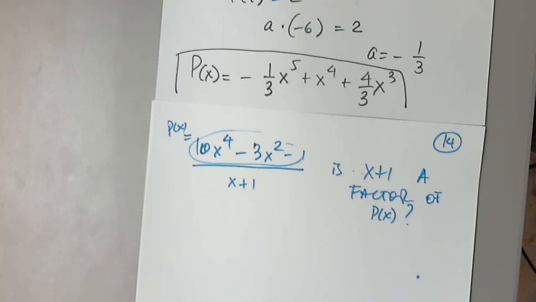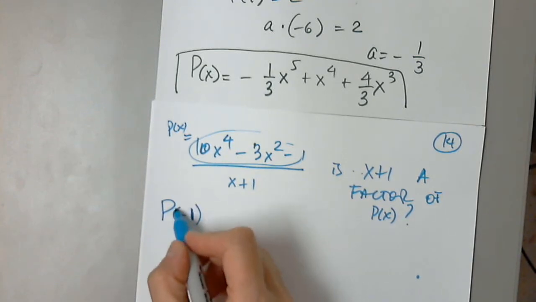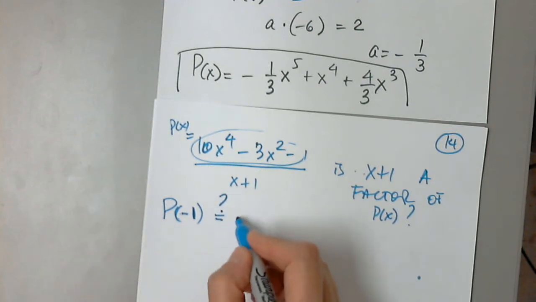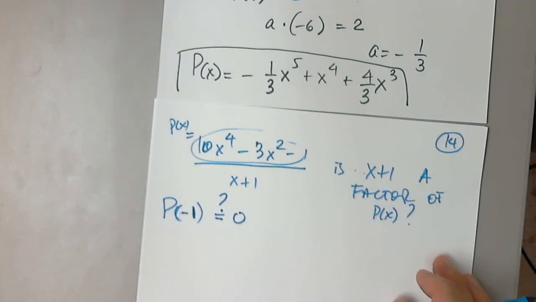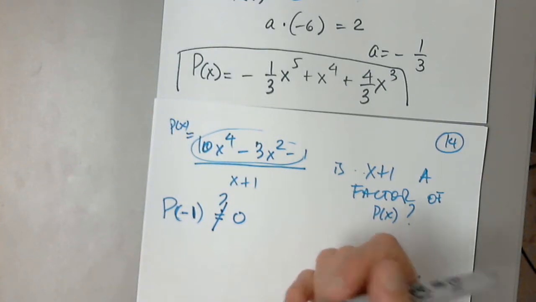What do I have to do? Put x equal to minus 1 in the equation. Very good. In the polynomial, very good. So replace x by negative 1 in the polynomial. If I get 0, what do I conclude? It's a factor. Good. What if I don't get 0? It's not. Very good.